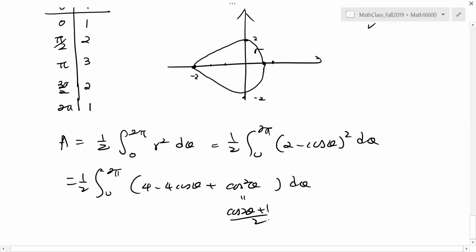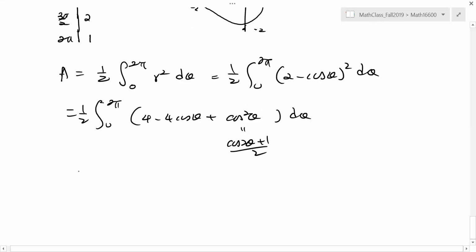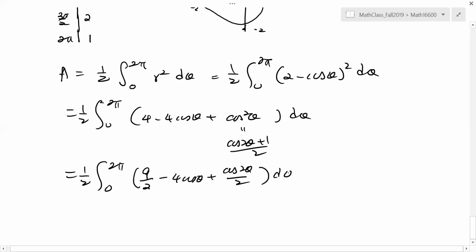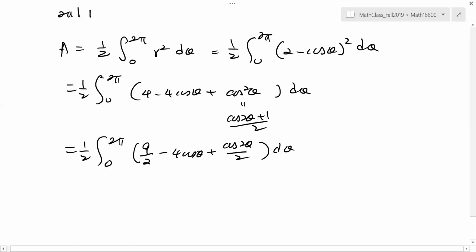So the integral, I think what you get here is 4 plus 1/2, which is 9/2, minus 4 cosine theta plus cosine 2 theta over 2, d theta. The integral of cosine theta and cosine 2 theta will be 0. So all I have to do is simplify it, and again you get 9 pi over 2.